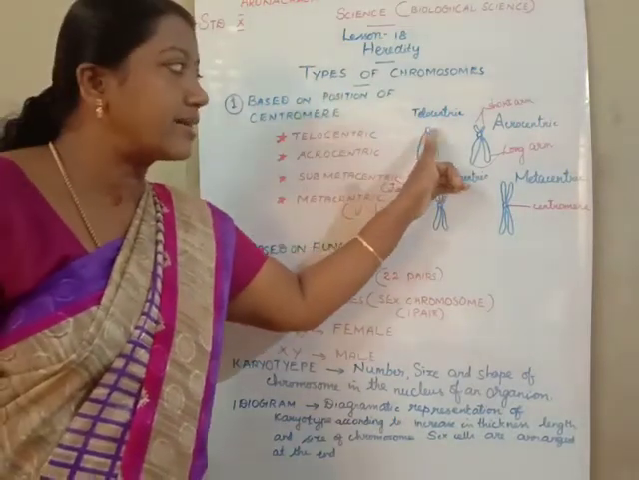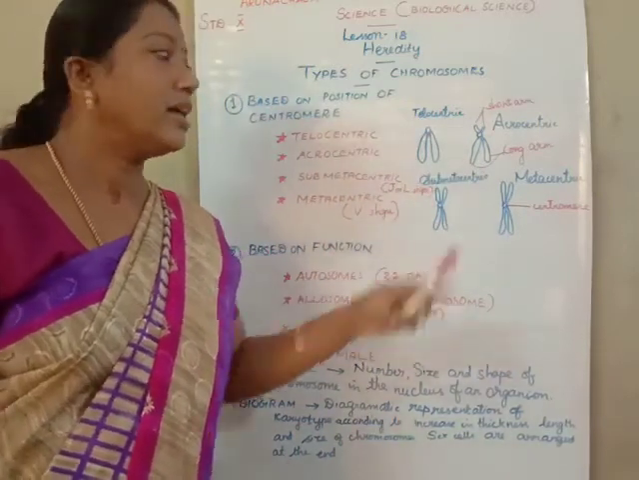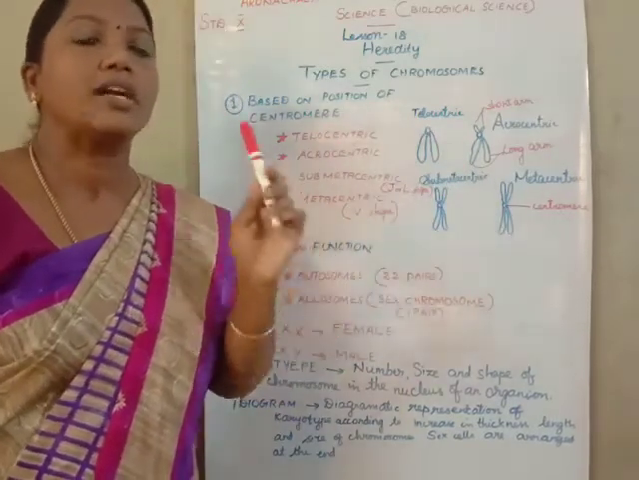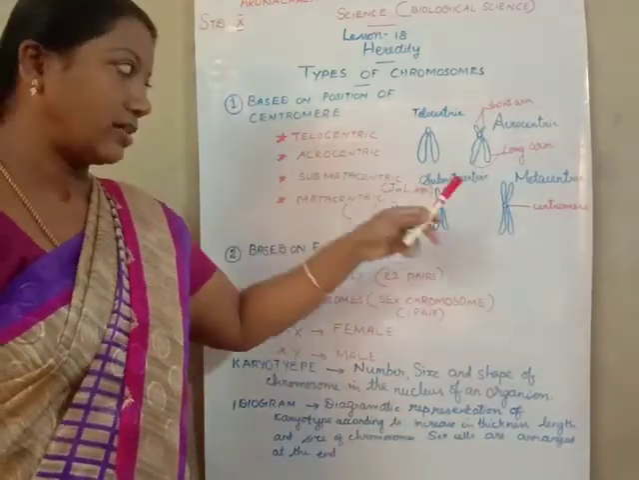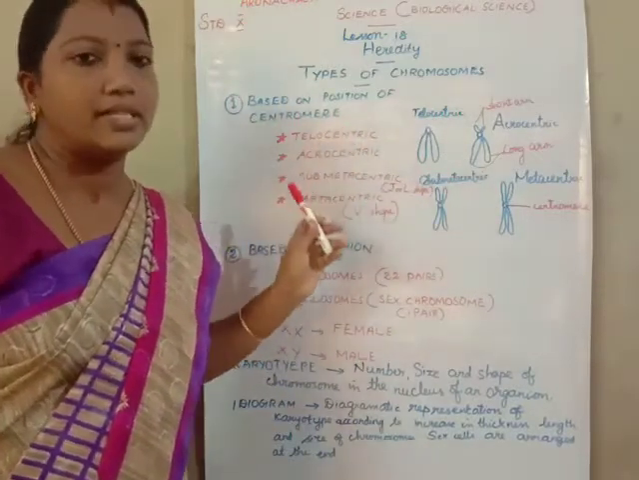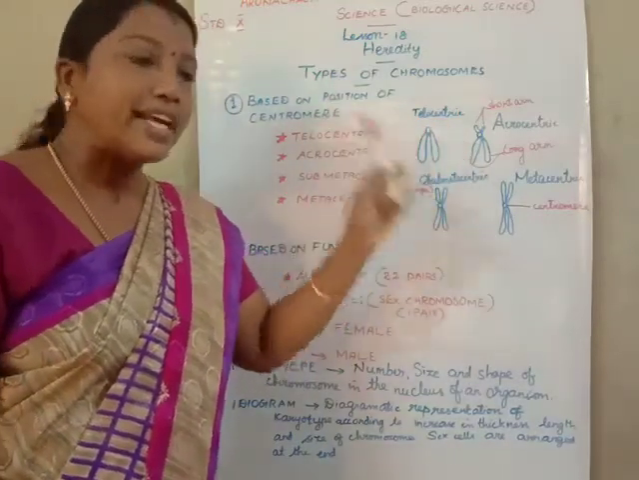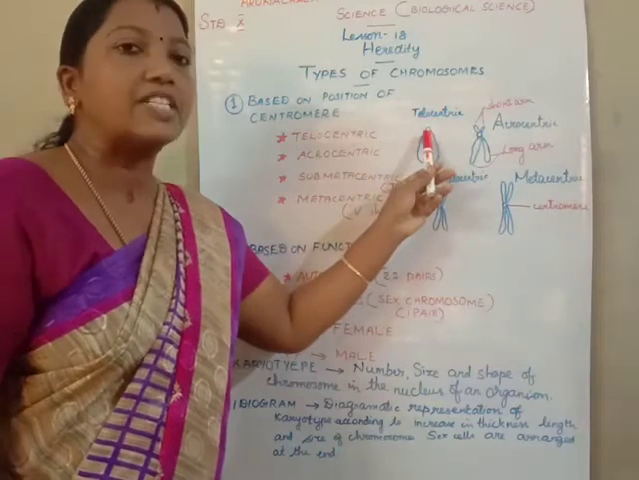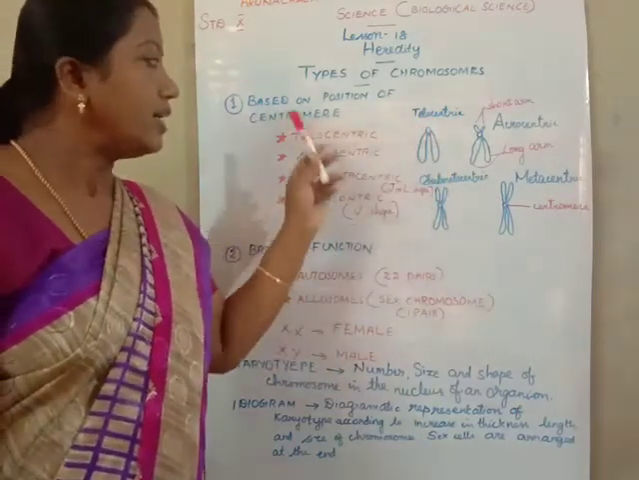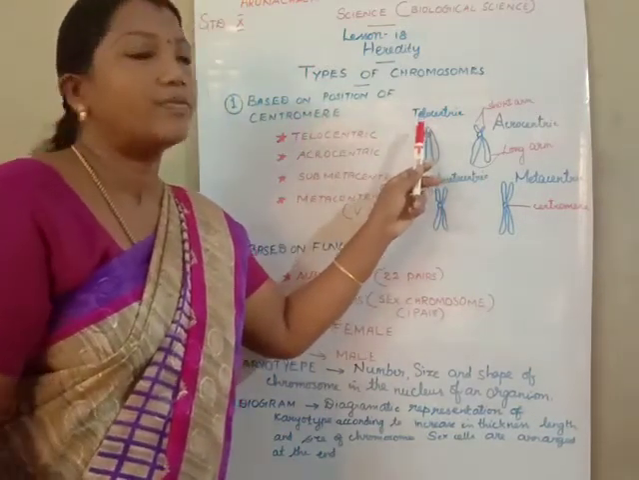The centromere is a circle shaped structure. We can call it the centromere. Based on the position of the centromere, chromosomes are classified into telocentric, acrocentric, metacentric as well as submetacentric. What is telocentric? In telocentric, the centromere is found at the proximal end of the chromosome. Here we can see the centromere is present at the proximal end of the chromosome.